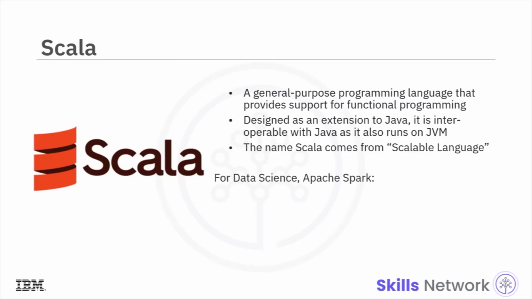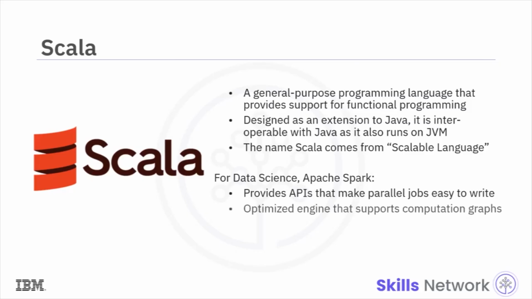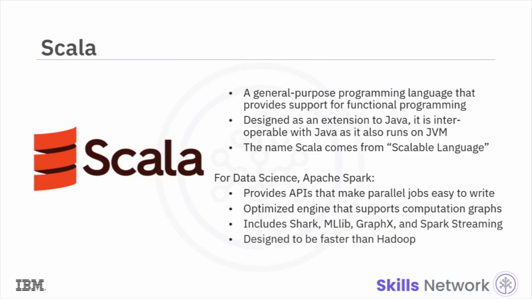For data science, the most popular program built with Scala is Apache Spark. Spark is a fast and general-purpose cluster computing system that provides APIs which make parallel jobs easy to write. It has an optimized engine that supports general computational graphs. Spark includes Shark, which is a query engine, MLlib for machine learning, GraphX for graph processing, and Spark Streaming. It was designed to be faster than Hadoop.